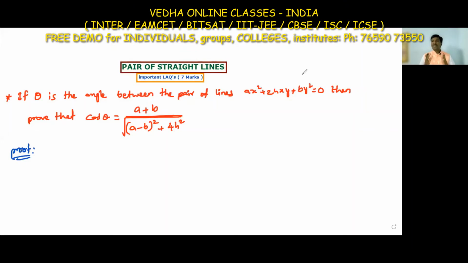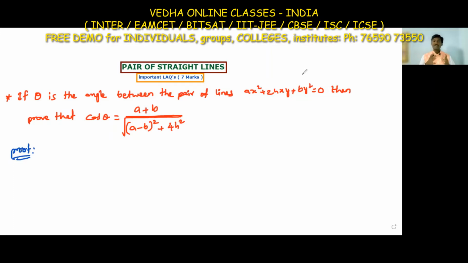In the pair of straight lines, these are the most important LAQ 7 marks questions. All these are theorems, whatever we are going to discuss now. The theorems are very important and compulsory. We are going to get one theorem and one homogeneous question in the exams. Here you need to practice immediately.